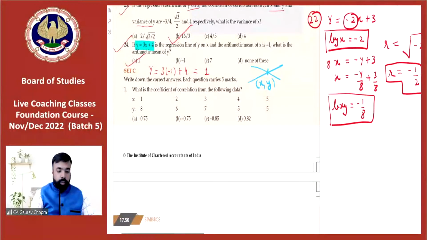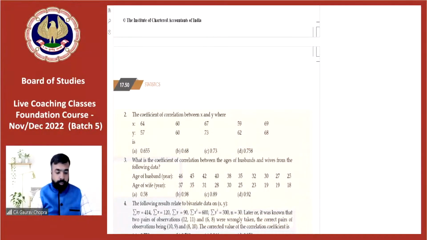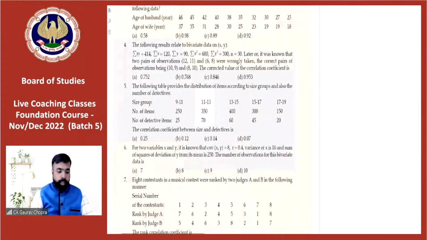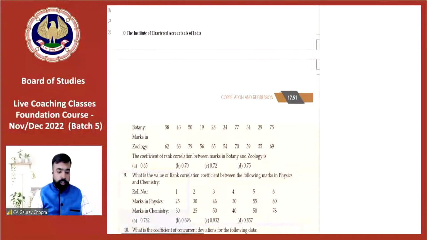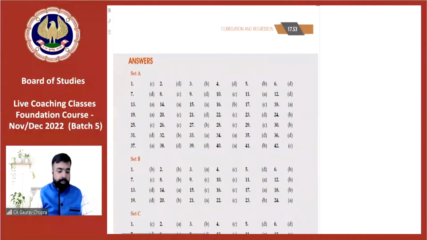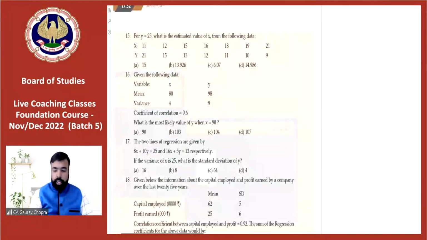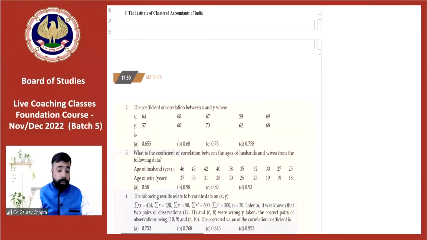Now, the next one. So let's solve some of the questions from set C also. In set C, we have overall 19 questions. So let us solve some of the random questions from here.